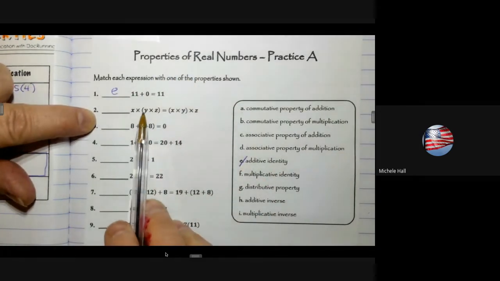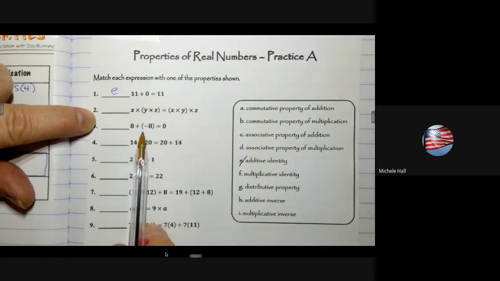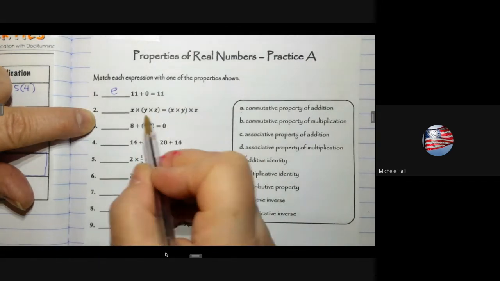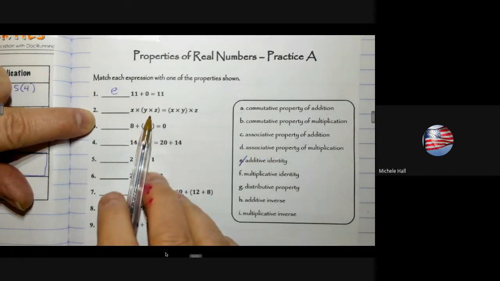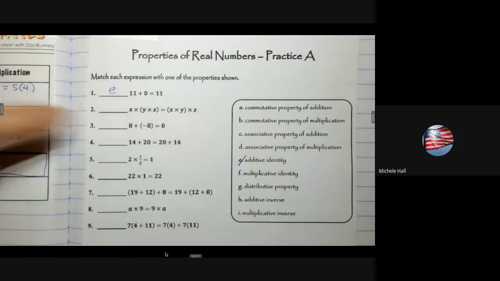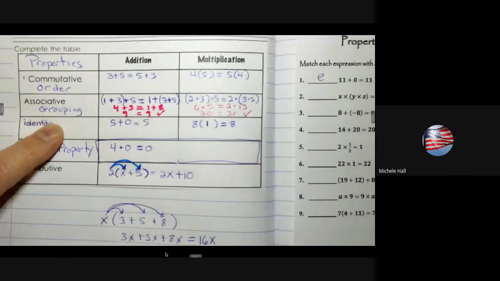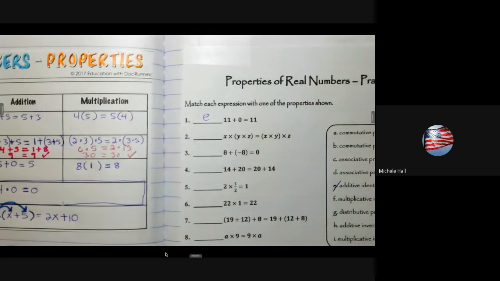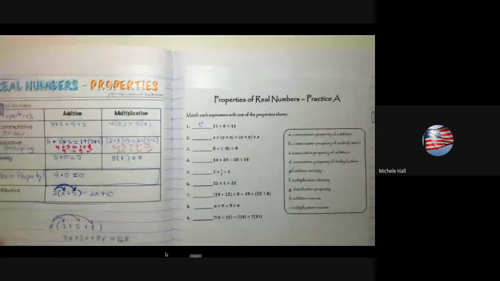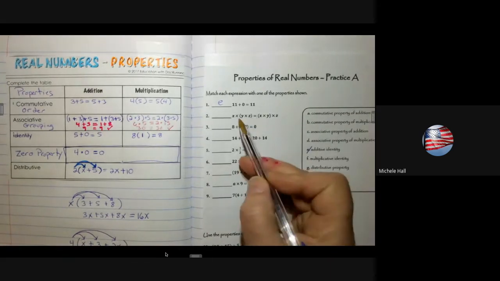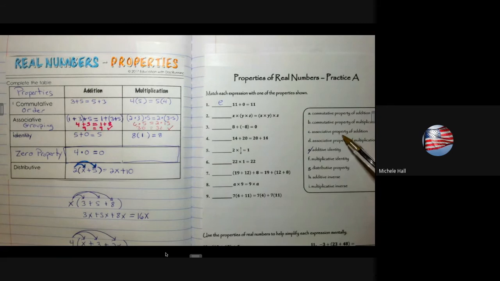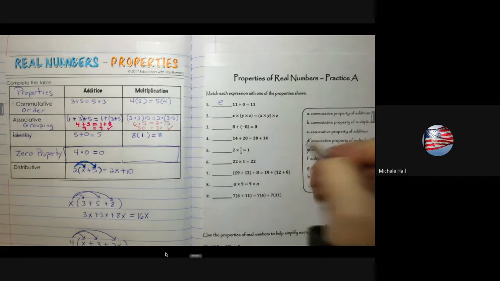We have x times y times z, x times y times z. I see that y and z are first grouped together, and then the x and the y are grouped together. Which property is about grouping terms together? That would be the associative property. So we know it's the associative property of what? Addition or multiplication? We're looking for the associative property of multiplication.